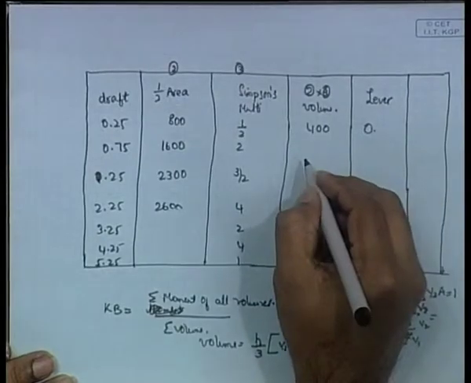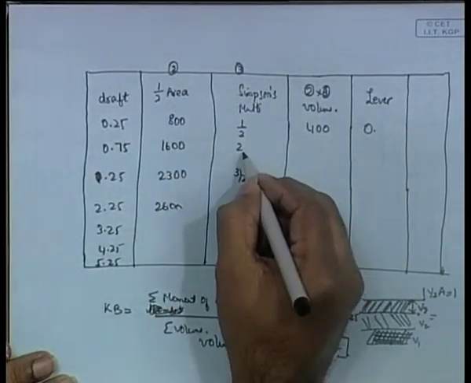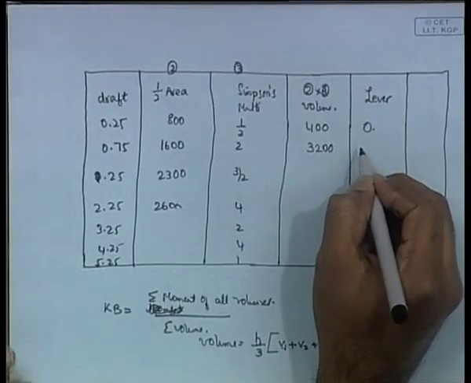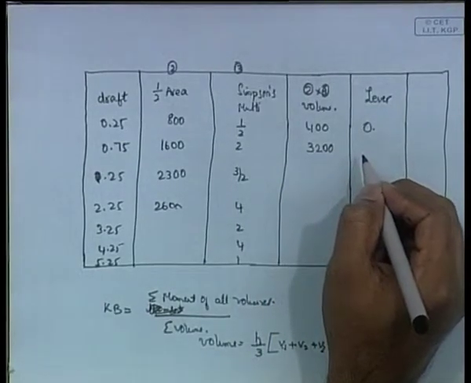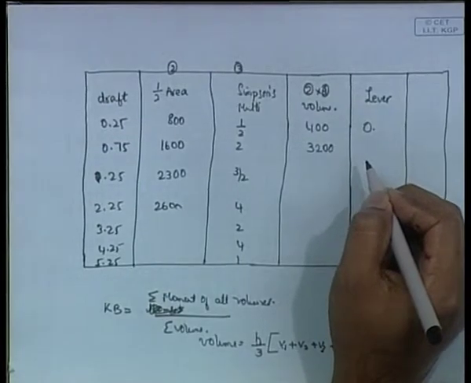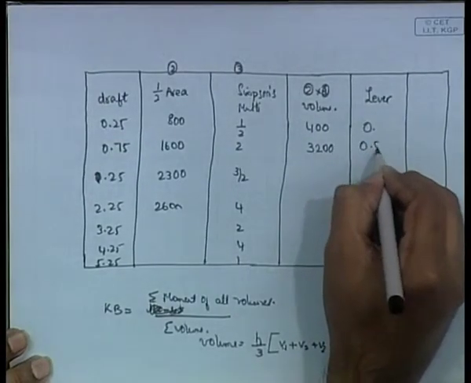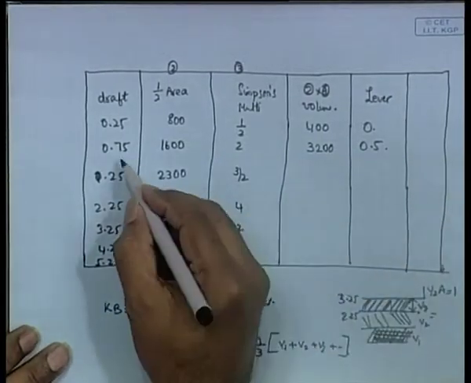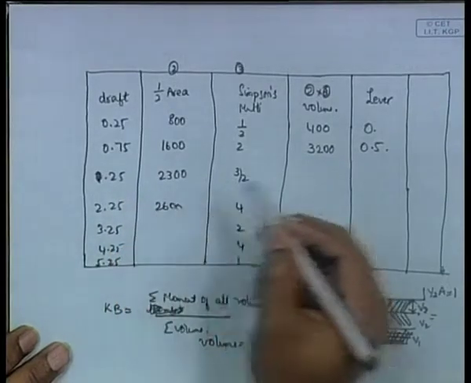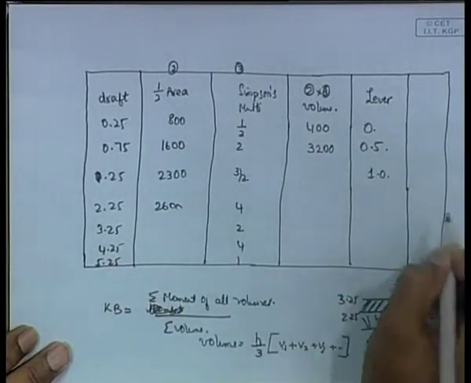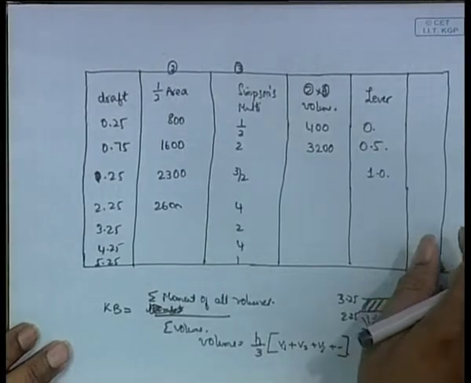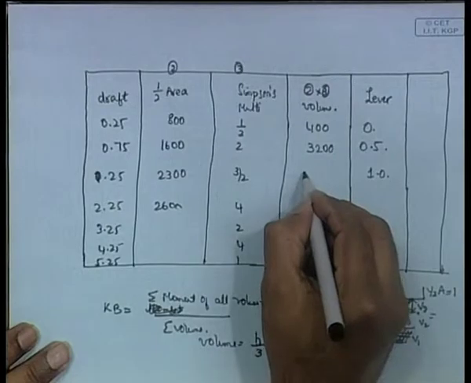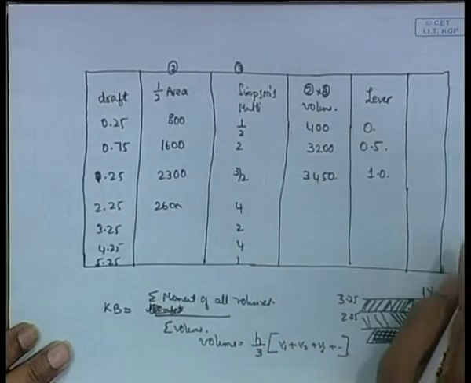The next one is multiplied 600 into 2, so this becomes 3200, and it is between 0.25 and 0.75. Let's take the middle, that is the position of that volume, which is 0.5. The next one is between 0.75 and 1.25, that is 1. Is there a confusion here? Is it okay? And this will be 2300 into 3 by 2, whatever it becomes, 3450. So this will give you the lever.